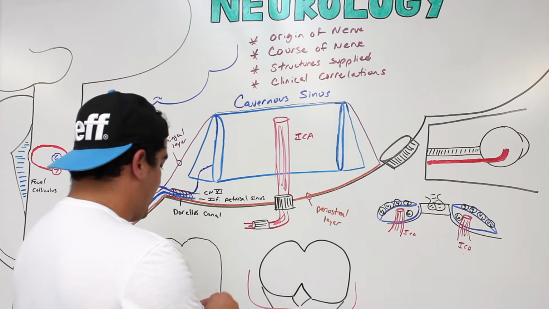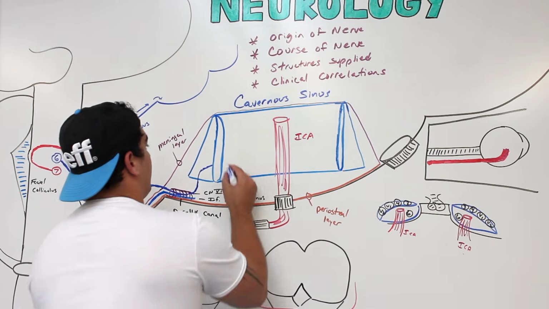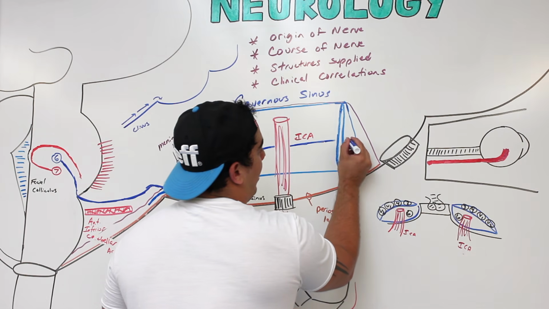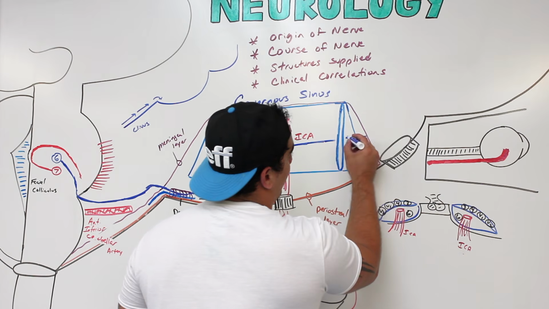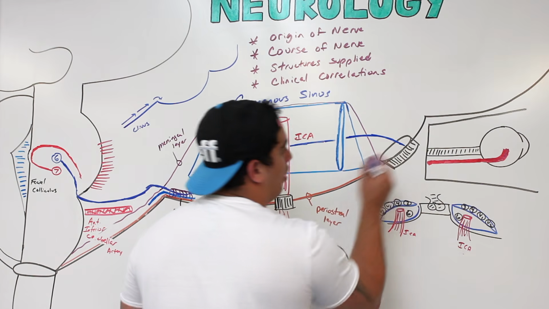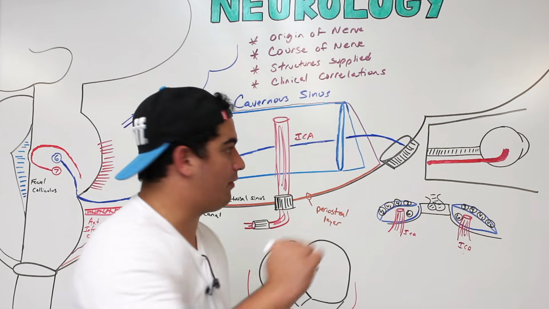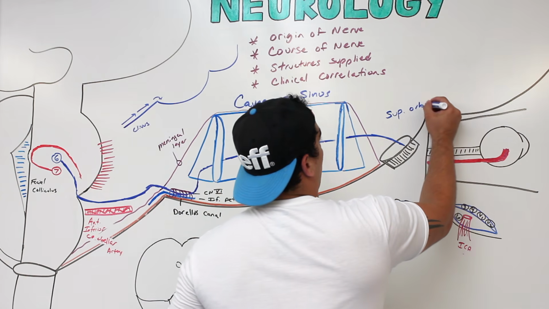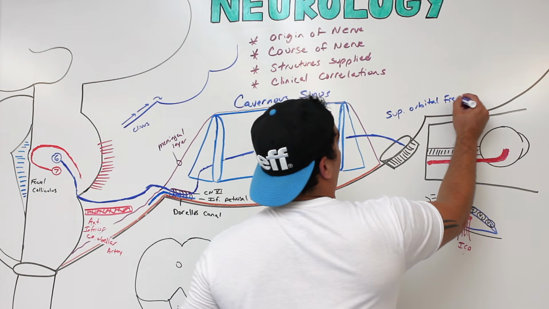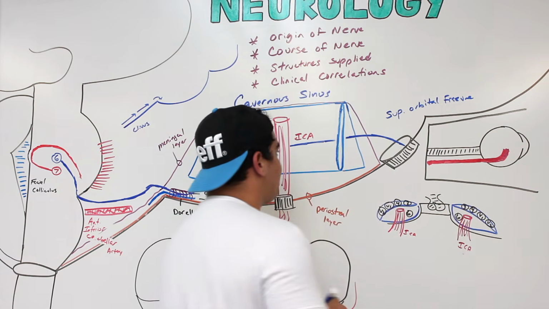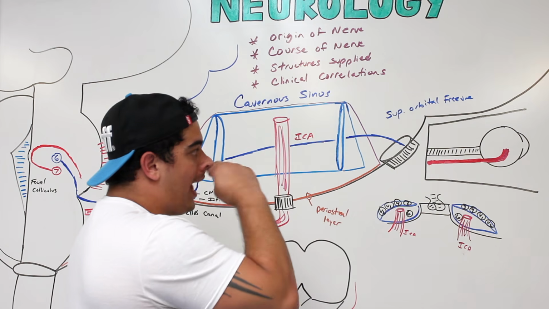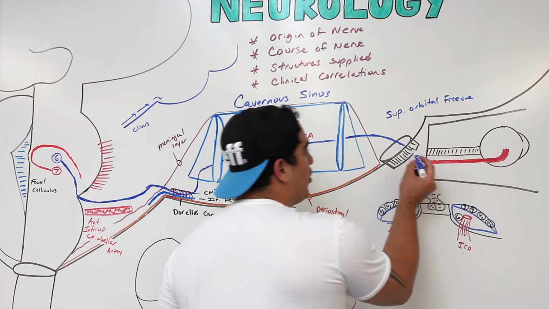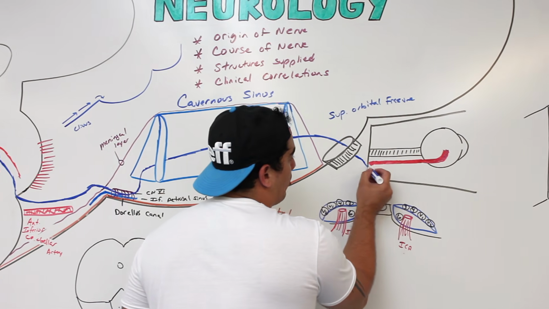Okay, the sixth cranial nerve is running right next to it, right? So right next to it. And then it's going to come where? It's going to come out of the cavity and it's going to go into a hole here in the skull called the superior orbital fissure. So it moves through this hole here called the superior orbital fissure. Okay? Now, what happens from here? It's going to come from the superior orbital fissure, it's going to go into the orbital cavity.